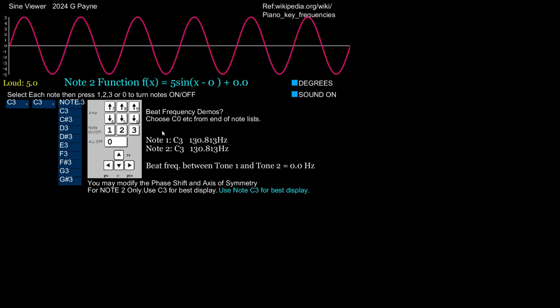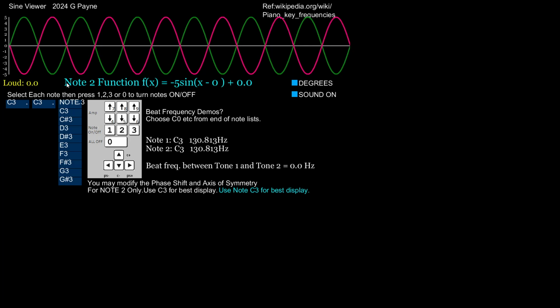Now what I'm going to do here is make the second note, the pink note, an inverse of the original green note. So it's totally out of phase. You have a loudness of 0. So now I will start moving it, and you'll see that you have a negative value. The function has a negative a value. My loudness is 0 because I am totally out of phase.